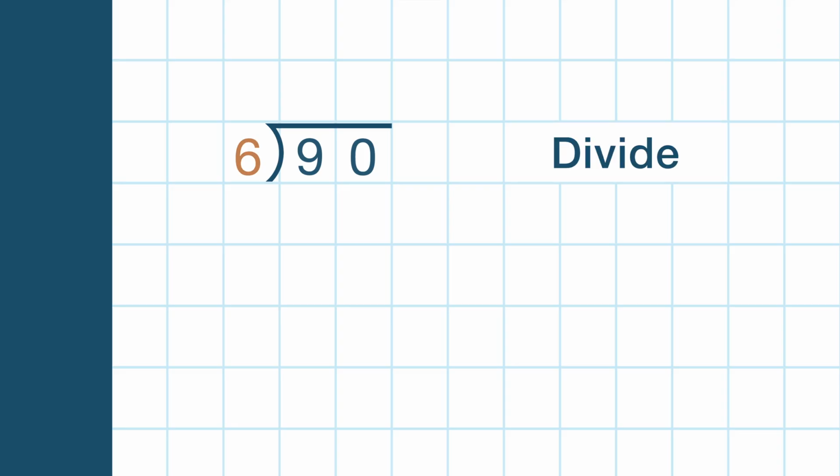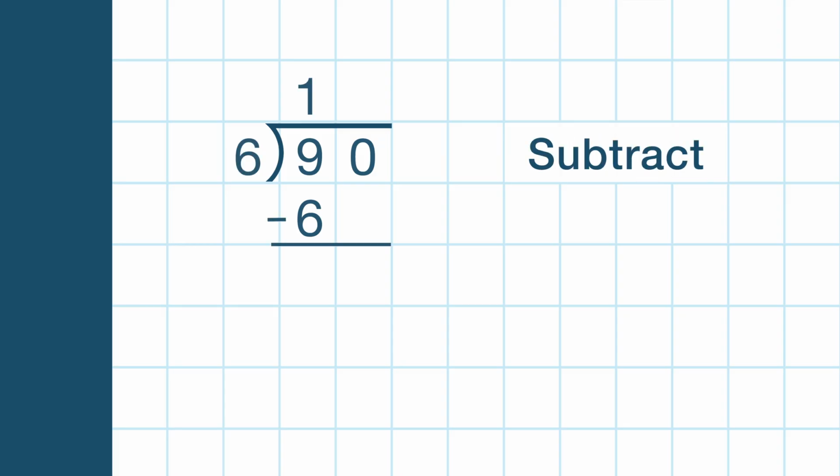Now it's your turn. 90 divided by 6. Let's work through it together. First step, divide. 6 goes into 9 how many times? 1 time. Write the 1 above the 9. Next, multiply. 1 times 6 equals what? 6. Write it under the 9.